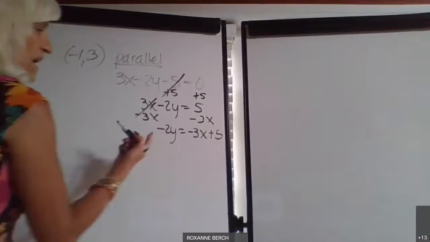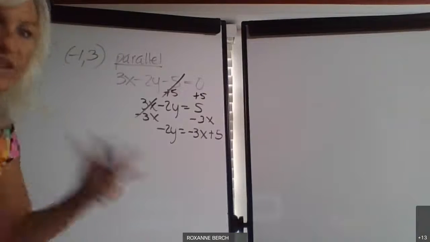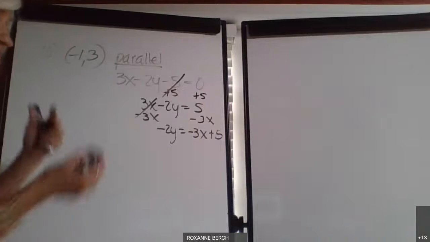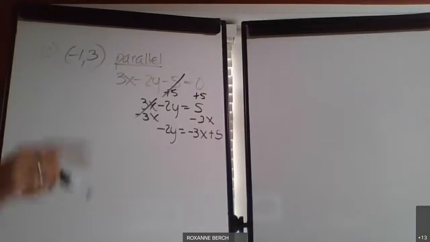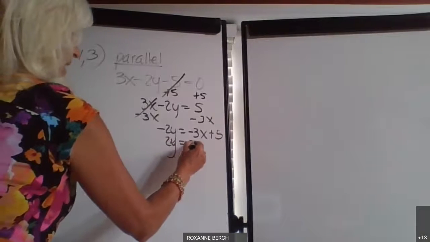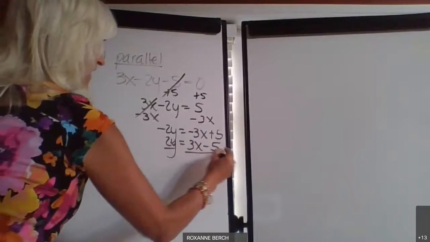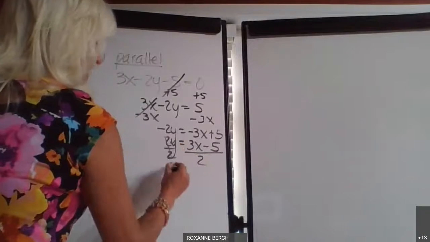And then, okay, you can either divide by a negative 2. I'm going to get rid of the negatives, okay? Or you can divide both sides by a negative 2. Be careful if you do that. So multiply by a negative 1, multiply by a negative 1, multiply by a negative 1, and then divide both sides by 2.